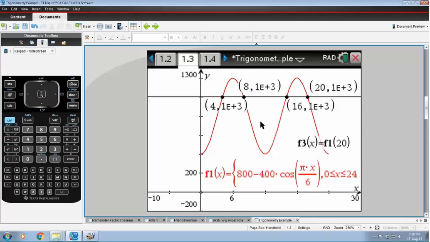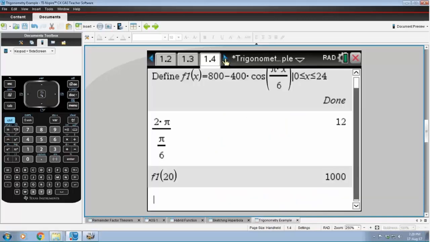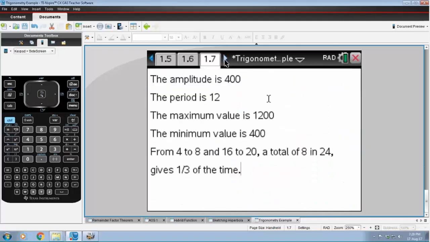So 1E3 is 1,000. So between 4 to 8 and 16 to 20, remembering the period was 12, so 4 plus 12 gives me 16. The fraction of the time for which this function is greater than 1,000 is from 4 to 8, which is 4, and another 16 to 20 is another 4. So the total time overall will give me 8 out of 24, or 1/3 of the time.